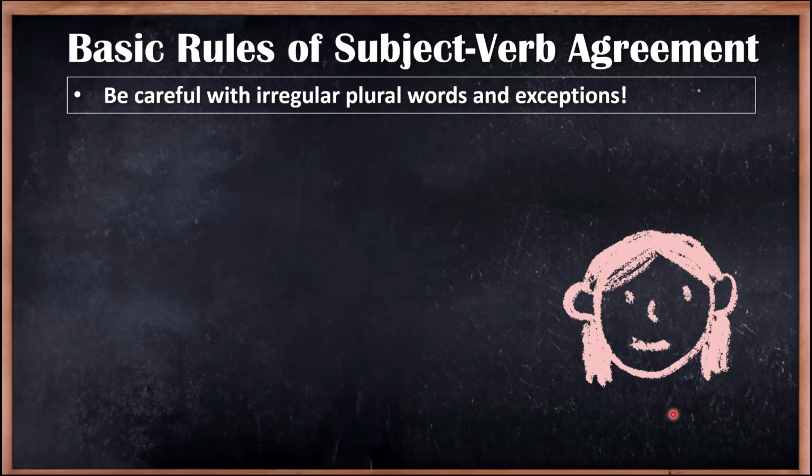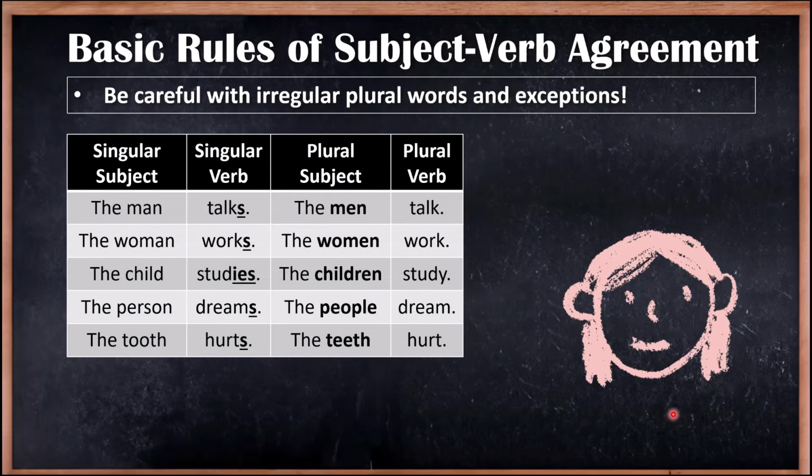Now, be careful with irregular plural words and exceptions. So in English, we have some irregular plural words. Before, for example, we had the boy plays, the boys play. But we have some words that are irregular. For example, the man talks. However, the plural form of man is not mans, it's men. So we don't say the mans talk, we say the men talk.